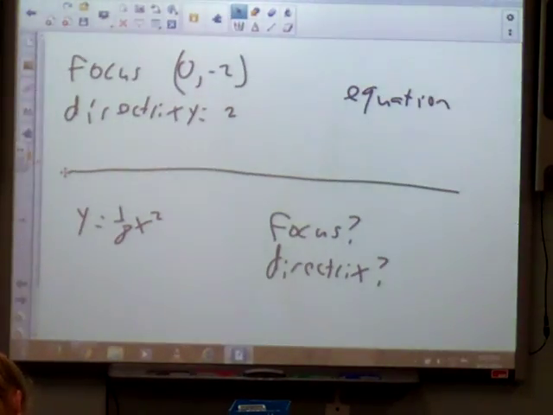We don't know the focus and directrix is good. That's what y equals 1/8 x squared.